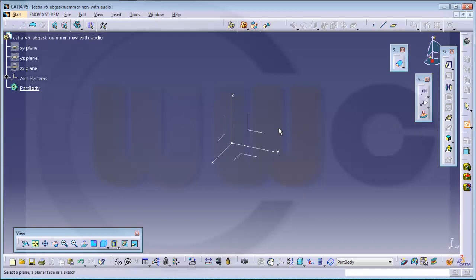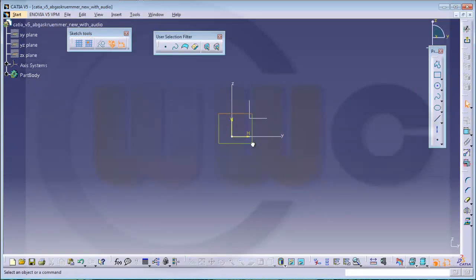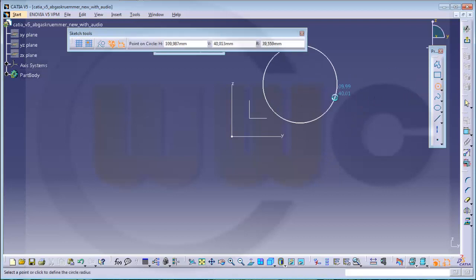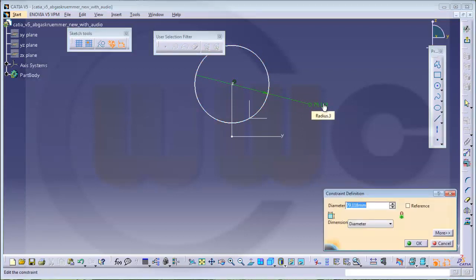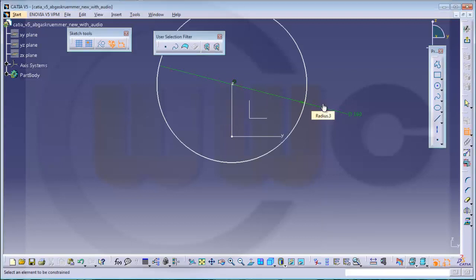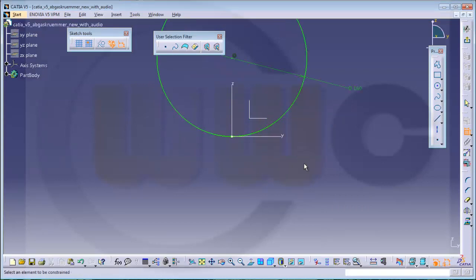Let's start as usual with a sketch. Hide as usual the yellow projected elements. And then I need, for example, a circle. This should be right on that axis. The diameter should be 160, and this should be tangent right there.